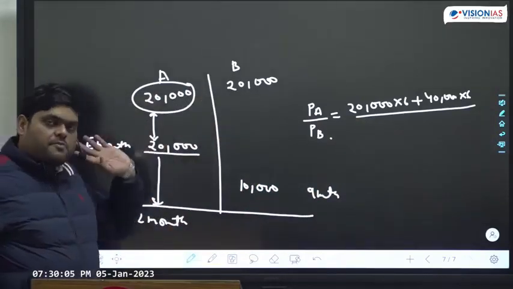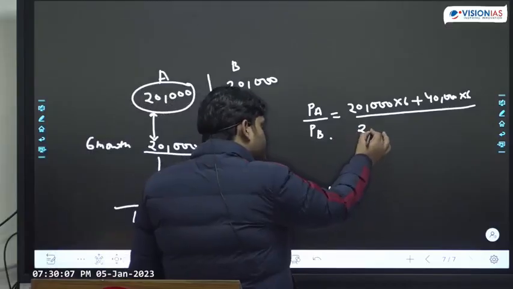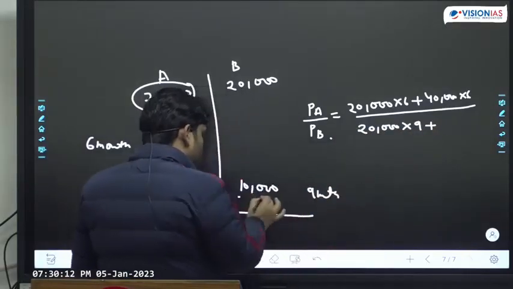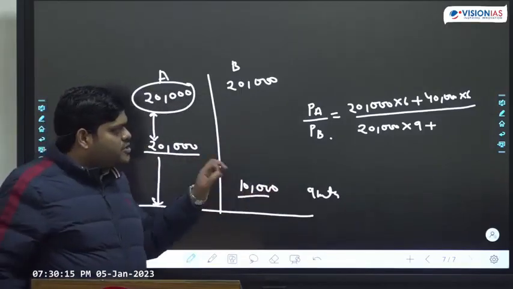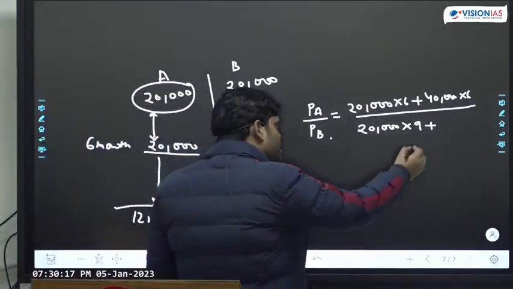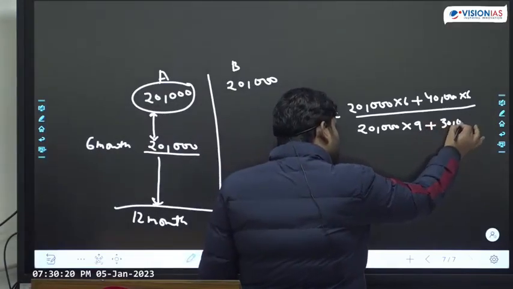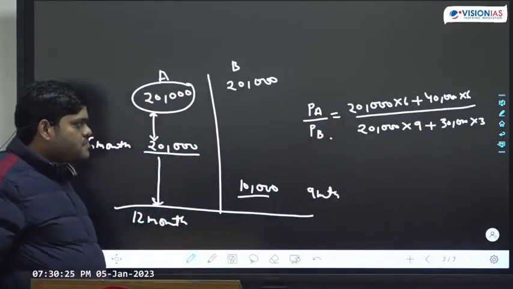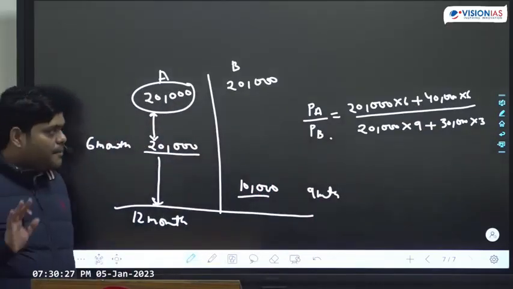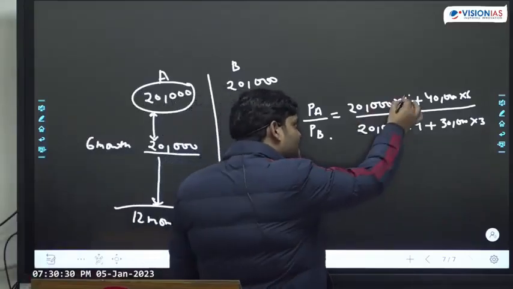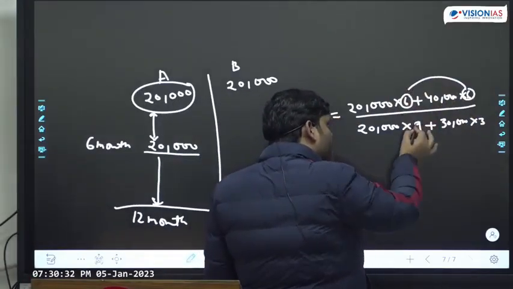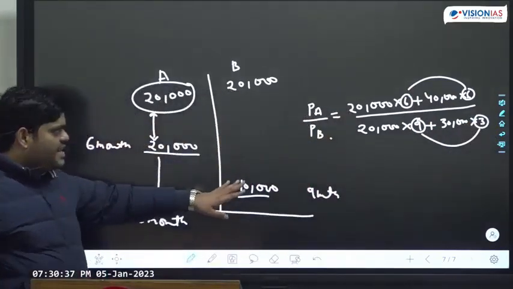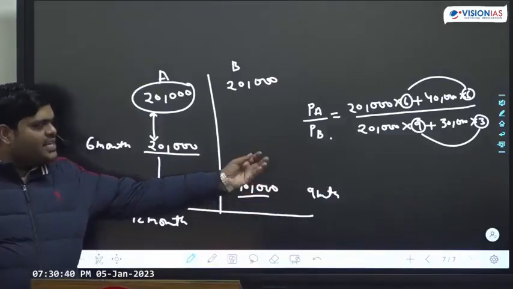Now what will happen with B? For B, 20,000 will be there for 9 months, because after 9 months, 10,000 rupees will be added. And then after 9 months, this becomes 30,000 and that will be there for 3 months. But understand one thing, this 6 plus 6 should be equal to 12, and 9 plus 3 should be equal to 12. Many students will make mistakes here. This is the mistake point, otherwise it's very simple.